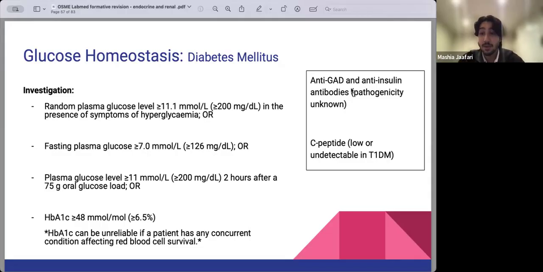But remember, HbA1c can be unreliable if there's anything affecting the length of survival of your blood cells. You do get, again, antibodies in type 1 diabetes. But remember, type 1 diabetes, again, is a type 4 hypersensitivity. So the antibodies are present, but they're not the cause of the pathology. And your C-peptide is usually undetectable in type 1 diabetes.